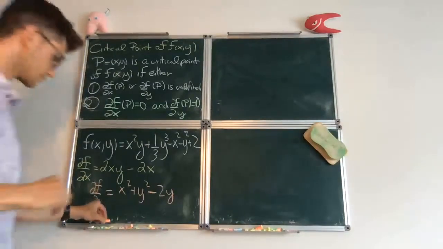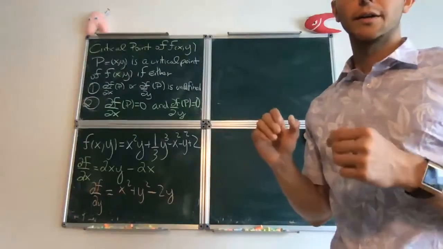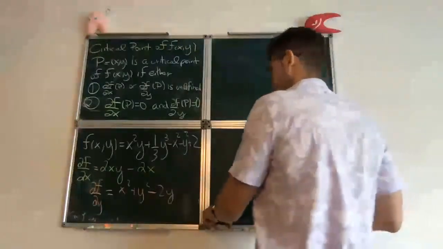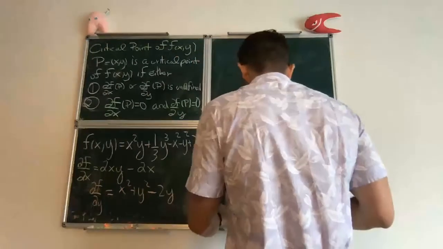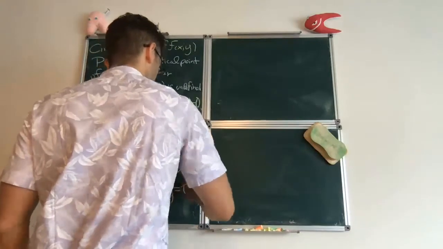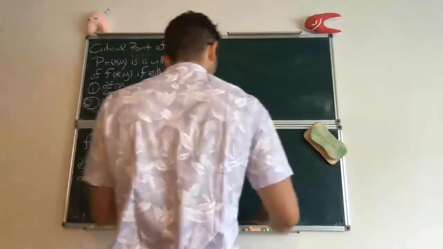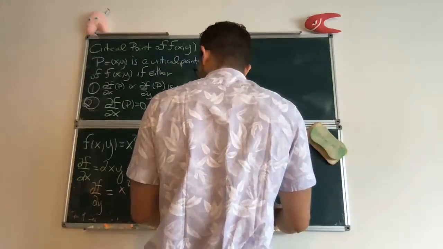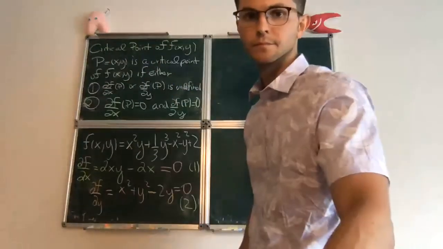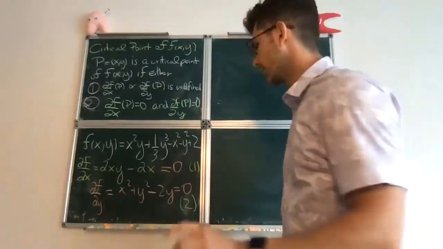Okay? And so the system that we need to solve, or what we need to do, is find all the points x comma y that satisfy simultaneously both equations. So what we need to do is set up each of these two equal to 0. So let's call this equation 1 and the other equation 2. Let's begin with equation 1 to see what it says.